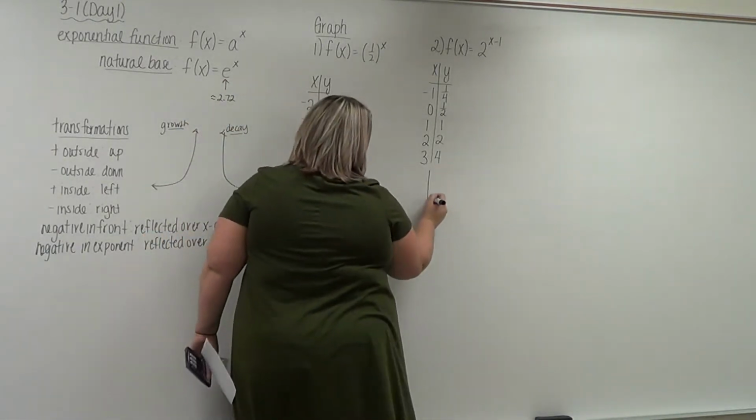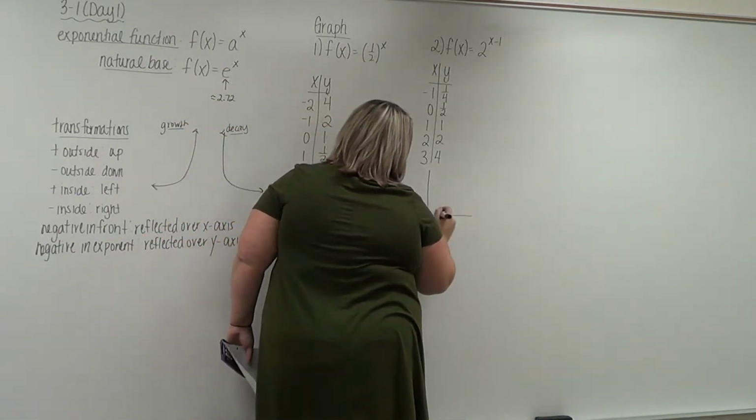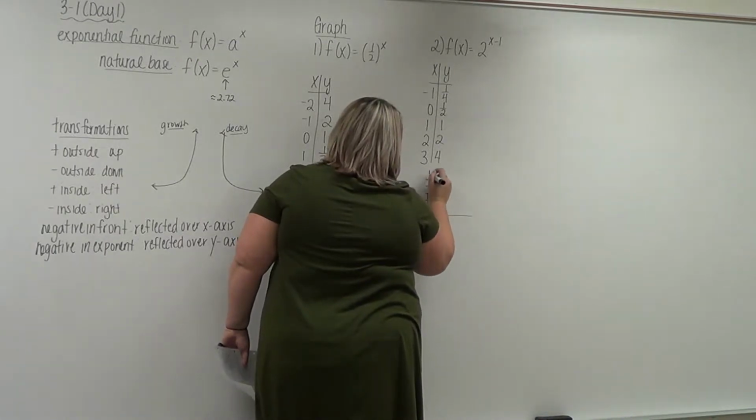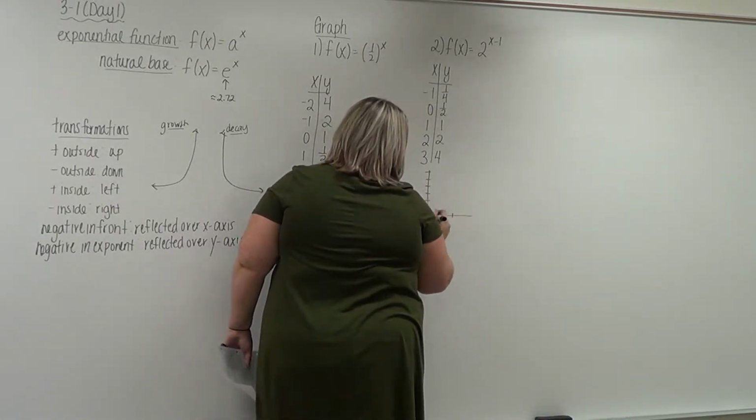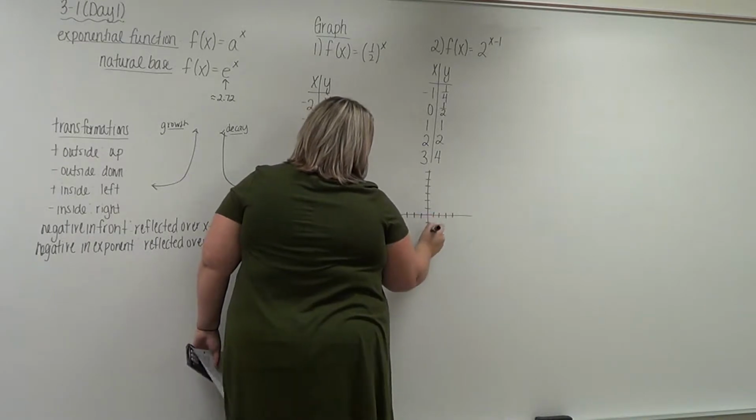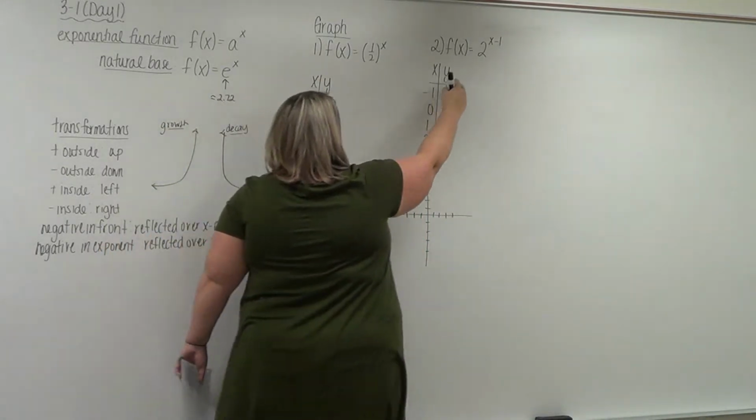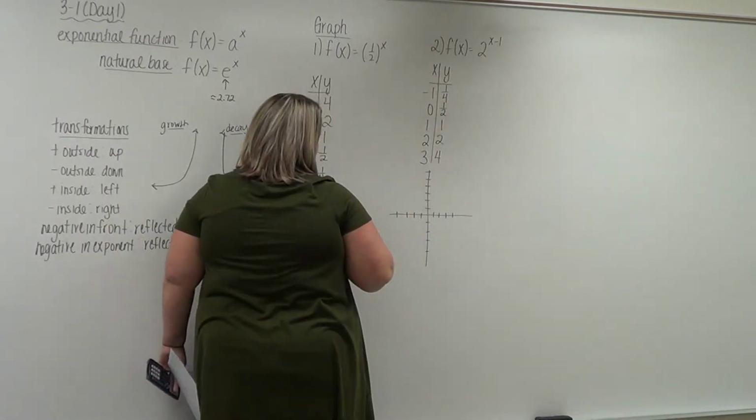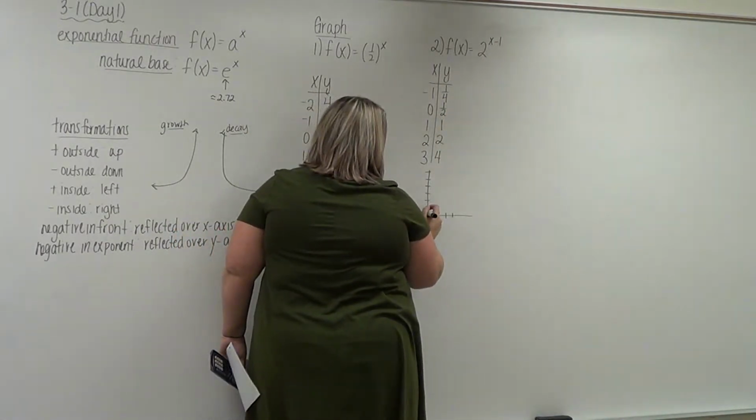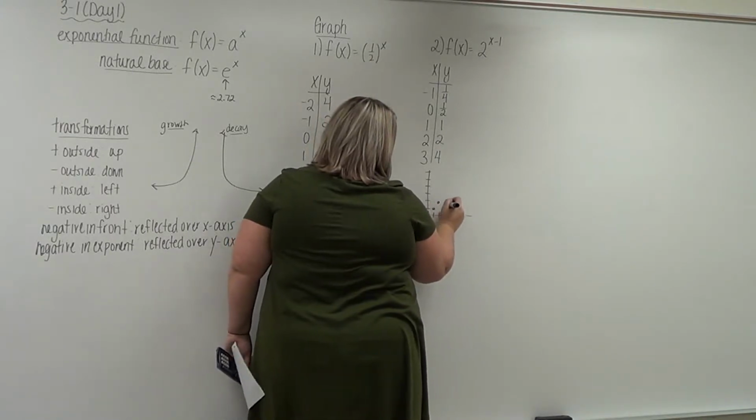First one, the second one. Anything similar? They switched, right? Fractions are decay problems. Whole numbers are growth problems. You don't have to know which one's which. And then I plot my points.